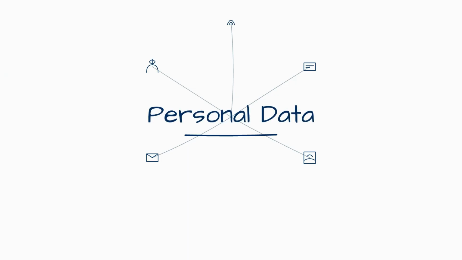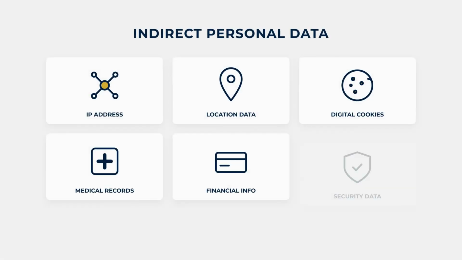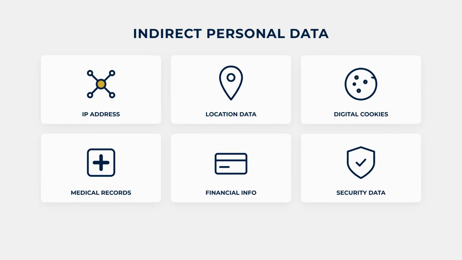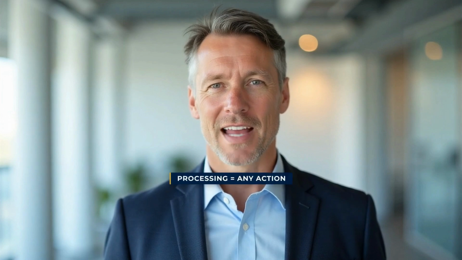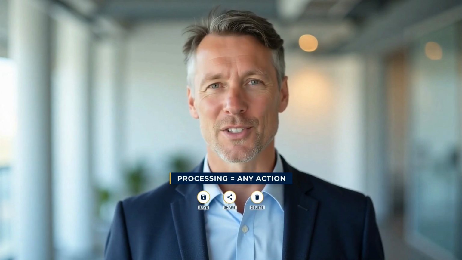So what is personal data? It's any information that can identify a living person, either directly or indirectly. This includes direct identifiers like a person's name, their photograph, an ID number, or even their personal email address. But it also covers indirect data, things like IP addresses, location data from a phone, or even specific medical and financial information. Processing is the catch-all term for anything you do with that data: collecting it, storing it, sharing it, or even just viewing it on a screen.